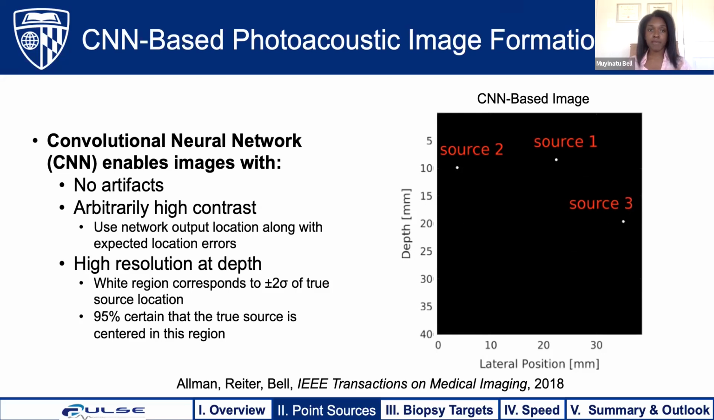And this CNN-based image has no artifacts because we do not choose anything that the network identifies as an artifact. We only choose to display the wavefronts or signals associated with the wavefronts that the network identifies as a source. This image also has high contrast because we set the amplitude with which we display anything that the network identifies as a source. And we have high resolution, even at larger depths, because the size with which we display the sources is related to that location error that you saw on the previous slide.